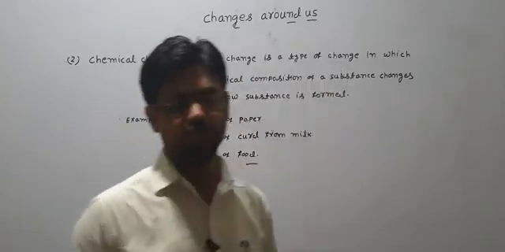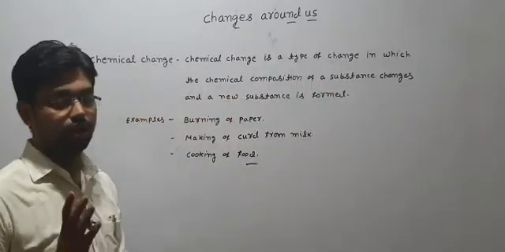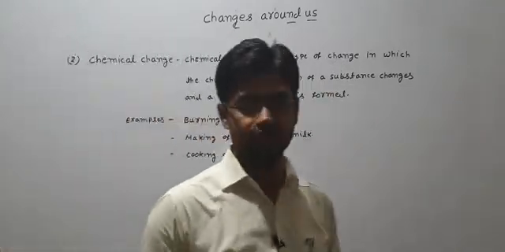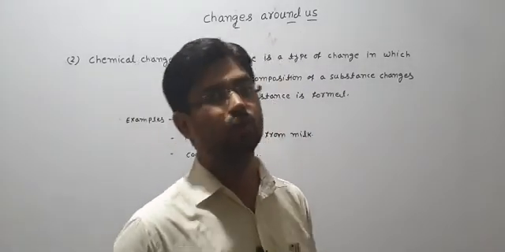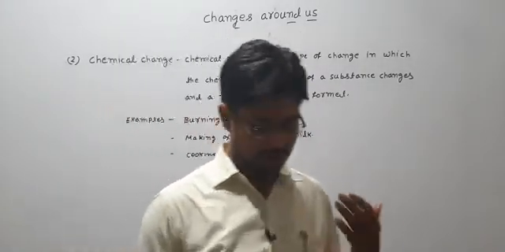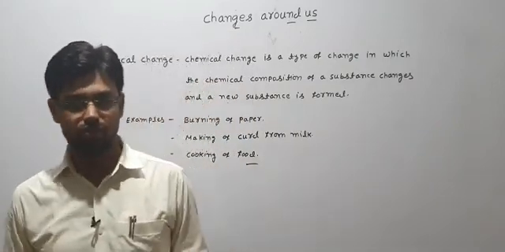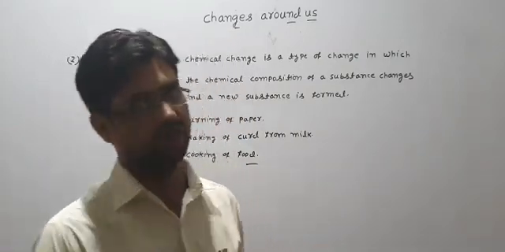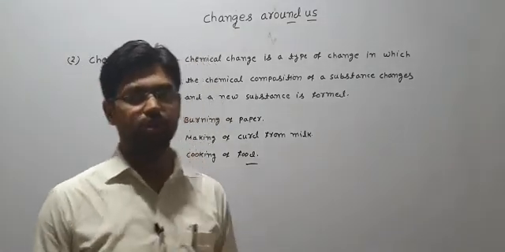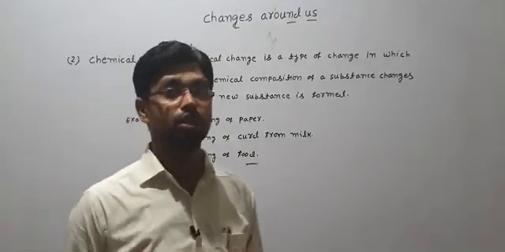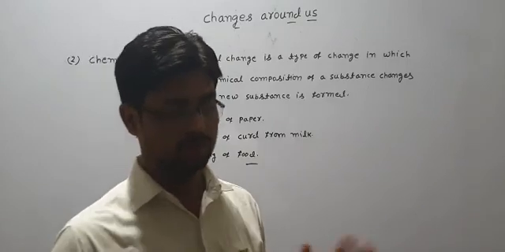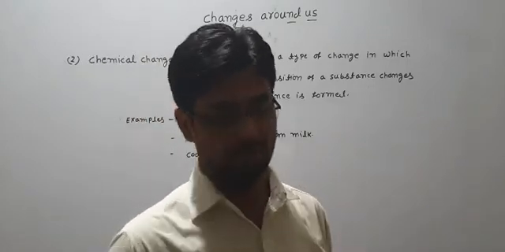So we studied about physical and chemical change. This one is the last topic of this chapter. Next I'll discuss the question answers. So you try to go through this video. Physical and chemical change, very important. All the changes around us can be categorized into two groups, physical and chemical change. Physical change, simply no new substance is formed. Chemical change, new substance is formed. So this concept you have to remember. Okay students.